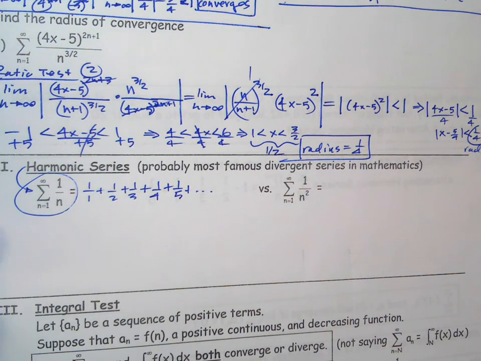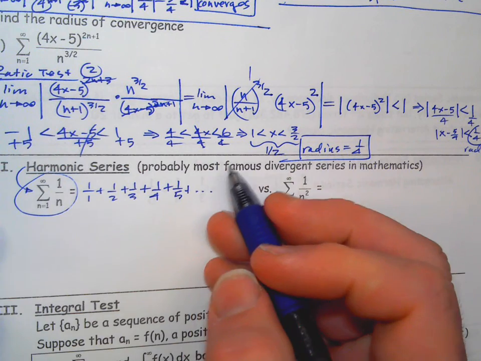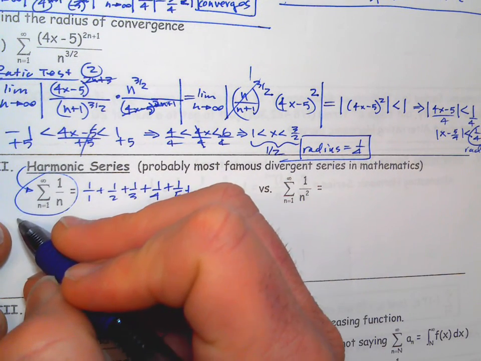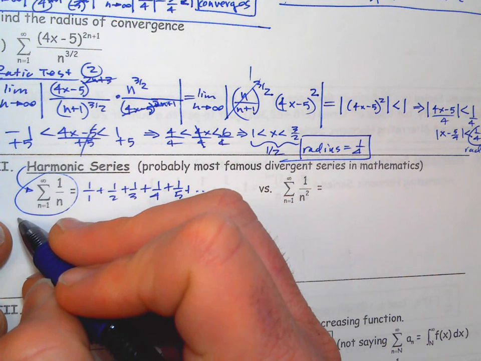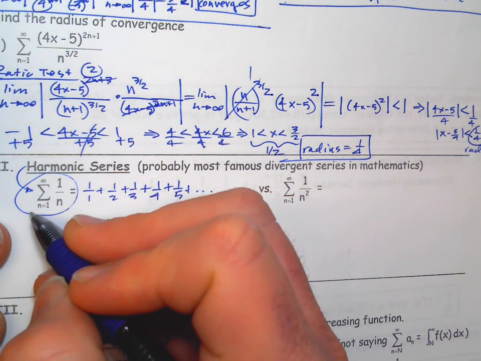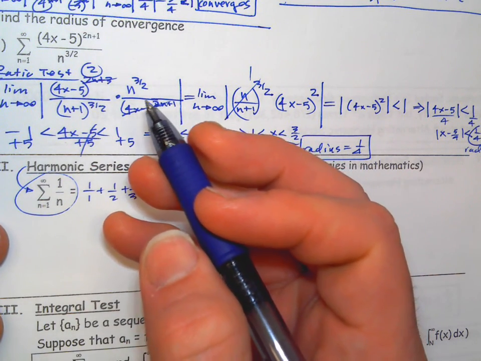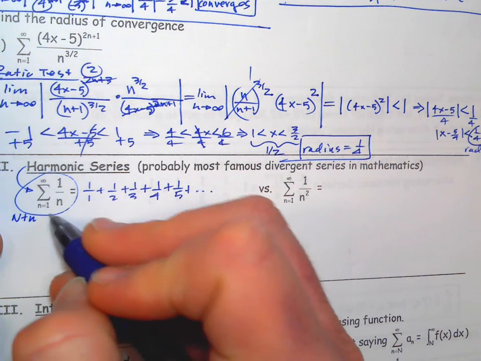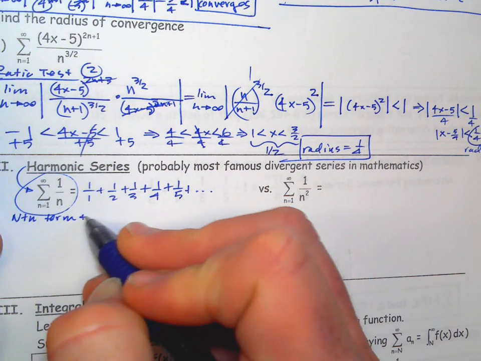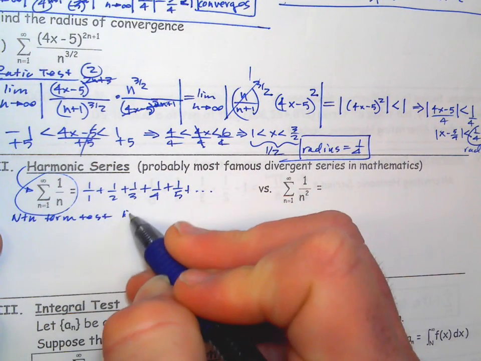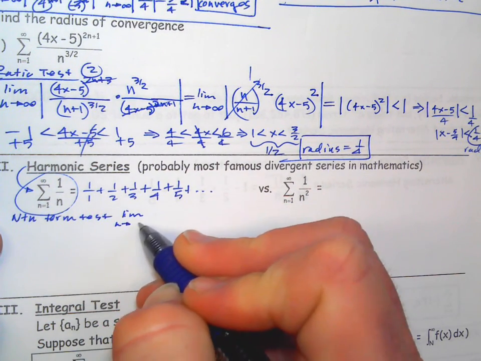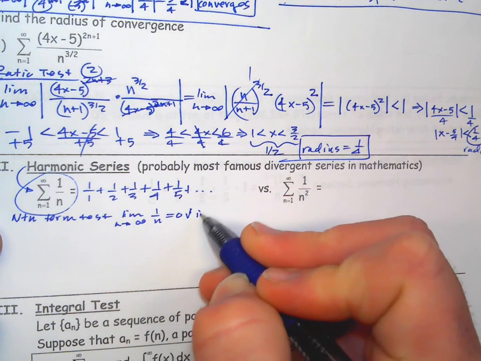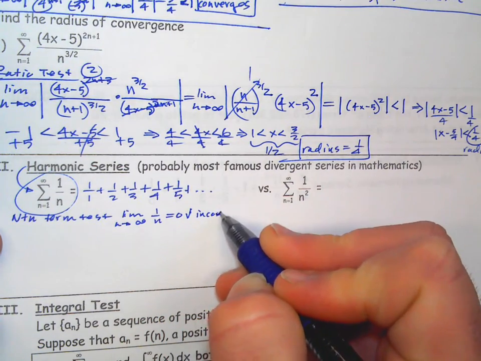If the terms are getting smaller, you could do the nth term test or the ratio test. So nth term test, let's try that real quick. Limit as n goes to infinity of 1/n equals 0, which is good, but it is inconclusive. So it's not really good, it's not really bad.